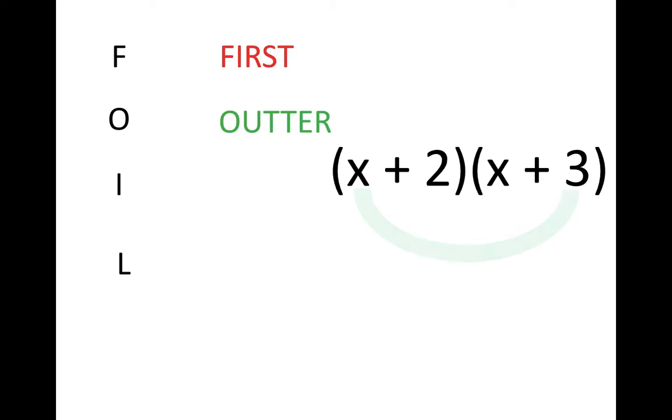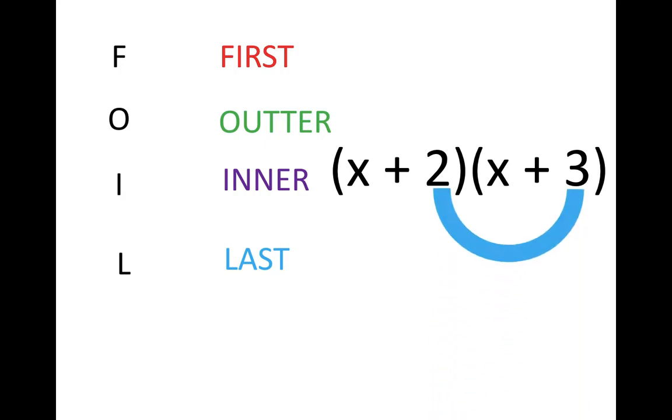The I stands for the innermost terms. So those are the ones in the middle, the closest together, the innermost. And finally, the L stands for the last terms. So the second term in each binomial. In this case, the 2 and the 3 will get multiplied together. We will, at a later point, understand why this works, but for now, the FOIL will teach you the steps you need to multiply any two binomials.